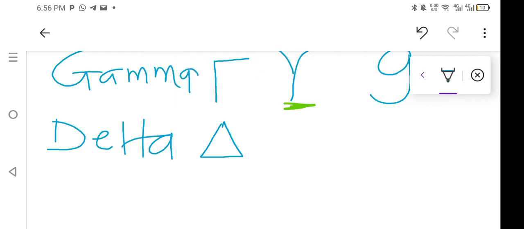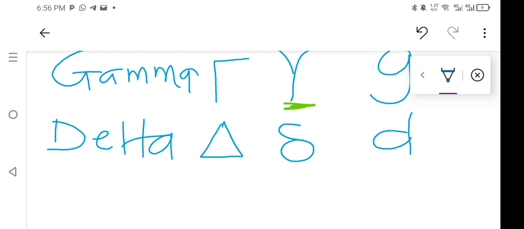So we're starting there and doing our letter. That is delta. Now that delta is equivalent to our English letter D. So this is our fourth letter.